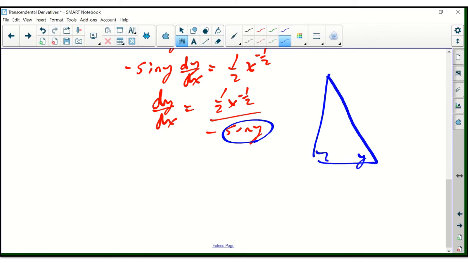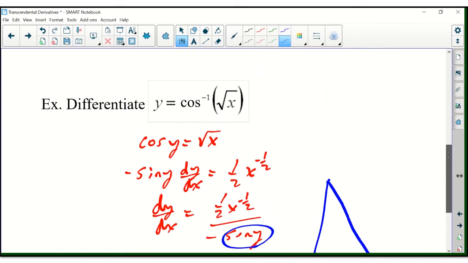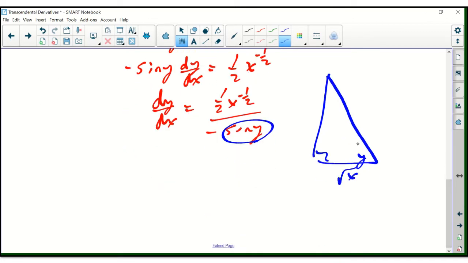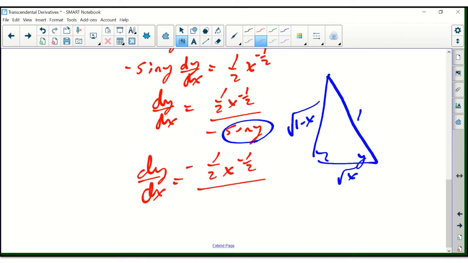Angle y, what I knew in the beginning was its cosine, I believe, was root x. So the cosine, which would be adjacent over hypotenuse, this side would have to be 1 minus x. So my derivative, dy/dx, would be 1/2 x to the negative a half. I'm just going to put my negative up there. And sine of y, I look at my diagram, opposite over hypotenuse is the square root of 1 minus x. So my original function was inverse cosine of radical x.